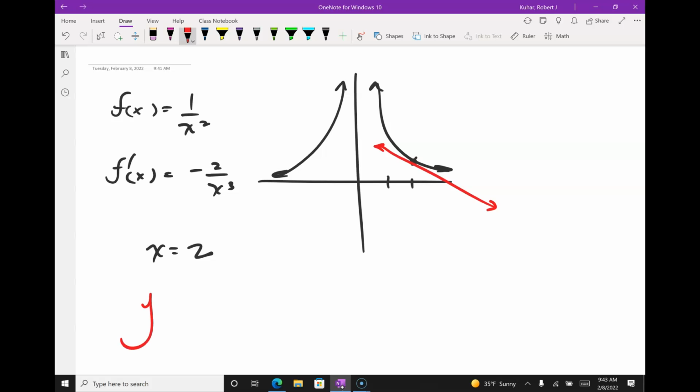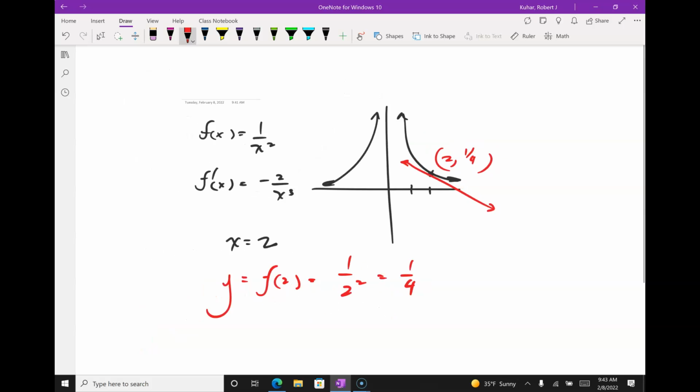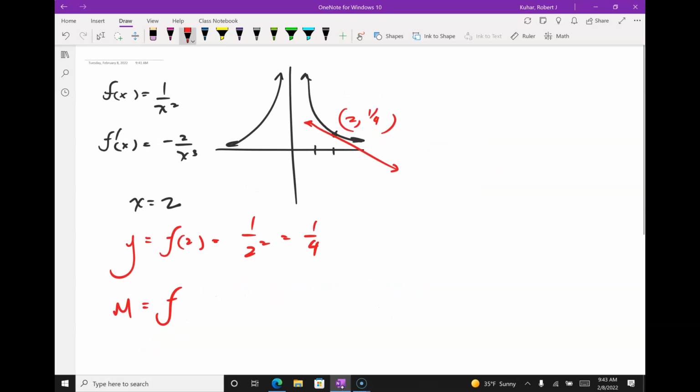So the y is f of 2, which is 1 over 2 squared. That's 1 over 4. And the slope is f prime of 2. Everybody following me? Everyone okay? So negative 2 over 2 cubed. That's negative 2 over 8. F is a y value, right?